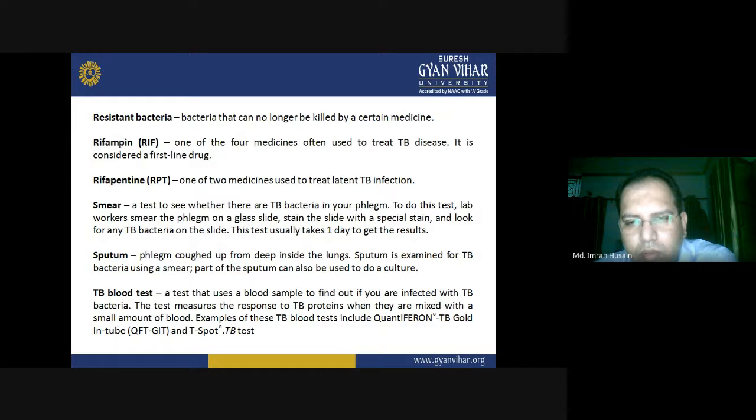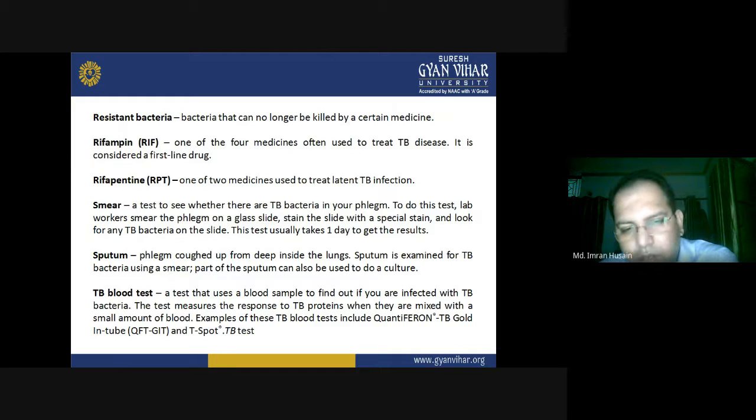To do this test, lab workers smear phlegm on a glass slide, stain the slide with a special stain, and look for any type of bacteria on the slide. This test usually takes 1 day to get the result. Sputum, phlegm coughed up from deep inside the lungs. Sputum is examined for TB bacteria using a smear. Part of the sputum can also be used to do a culture.